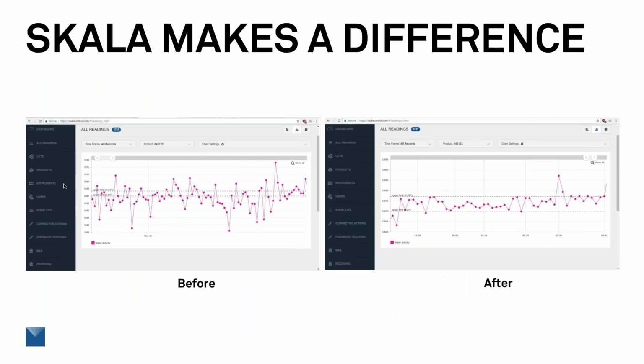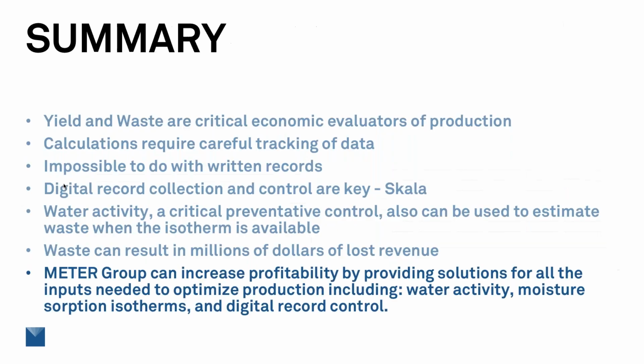This is actual SKALA data from a company, taken right when they first received their SKALA system versus after. And the dotted lines represent the tolerances for water activity. And you can very clearly see the difference that it makes when you're actually tracking those values real time and making real adjustments, process adjustments, true quality control, to be able to keep those water activities where they need to be. And so, much less cases of not meeting specifications.